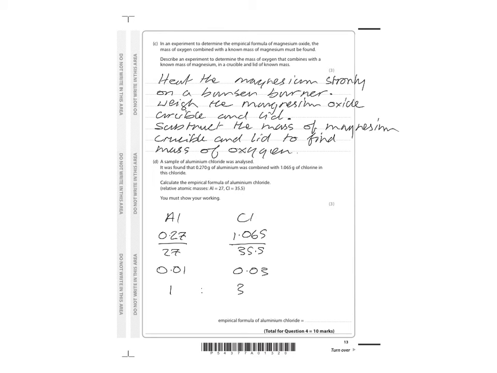But importantly, the formula then is 3 Cls to every 1 Al. So I've got AlCl3. And that gives you 3 marks.